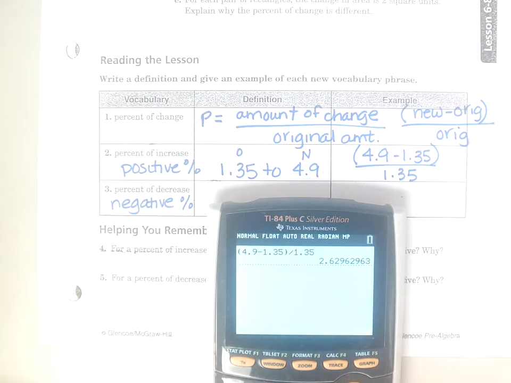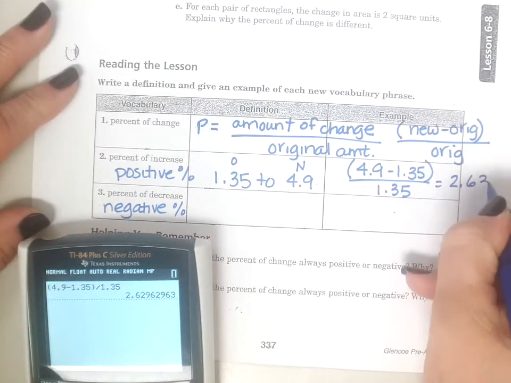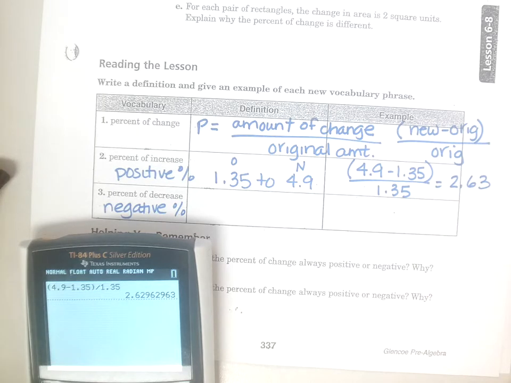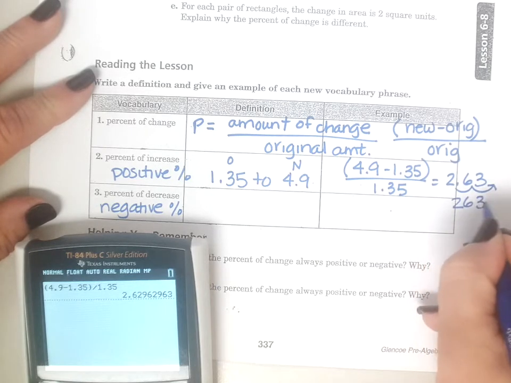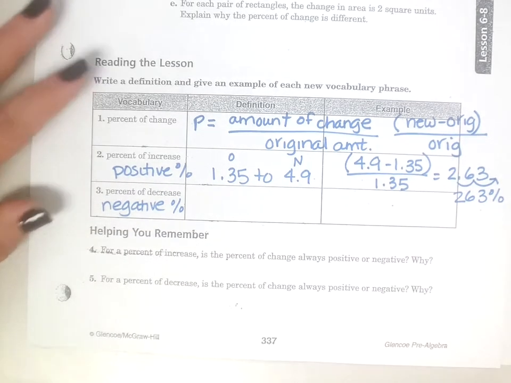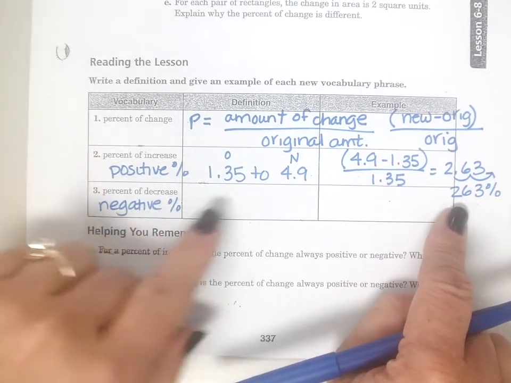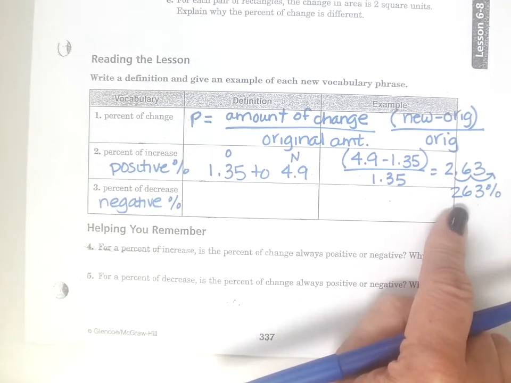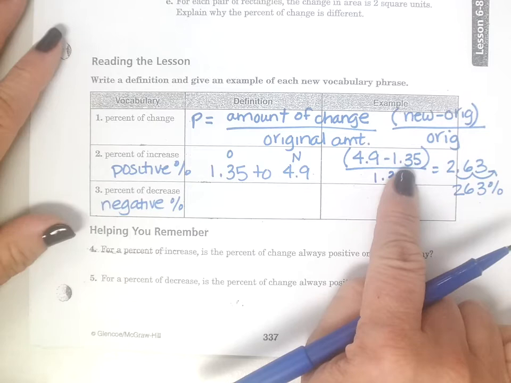All right, so notice that I get a decimal. The decimal is 2.63, but I want a percent, and to turn it into a percent, we have to move it 2 places to the right, and we would get 263%. So from the original to the new, it went up 263%. Now, if I accidentally put these numbers backwards, it would have given me a negative, but if I saw that it was an increase, I could have just ignored the negative and put the percent, because I would still get the same percent. I would have just had a different sign if the 4.9 and the 1.35 were reversed.